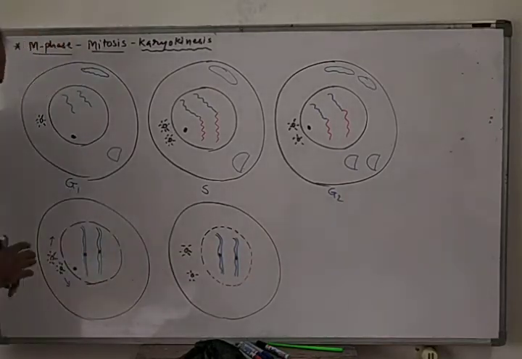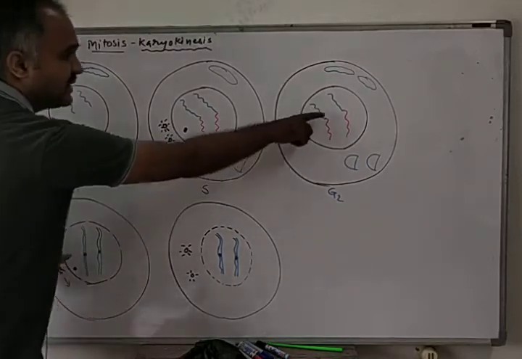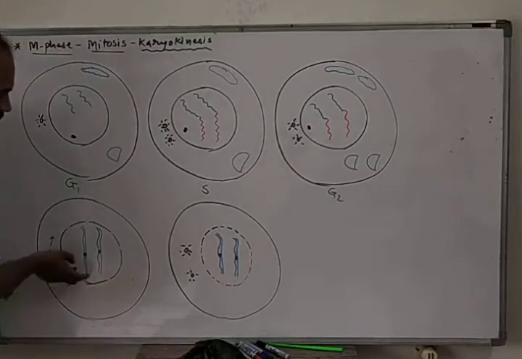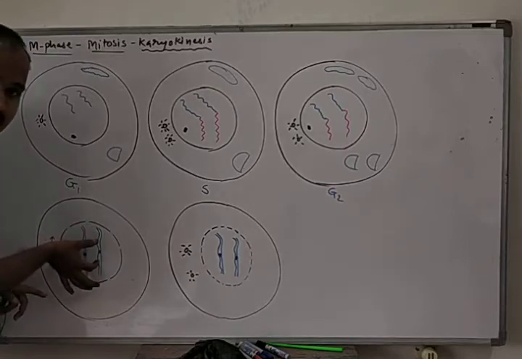Now see here what has happened. In early prophase, what is the difference between this cell and this cell? Here the chromatin fiber has started constricting, or constriction of the chromatin fiber has begun.